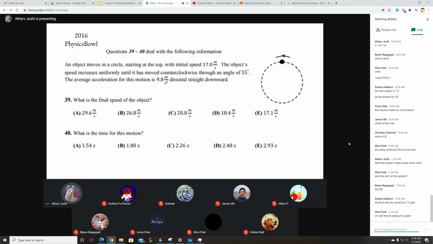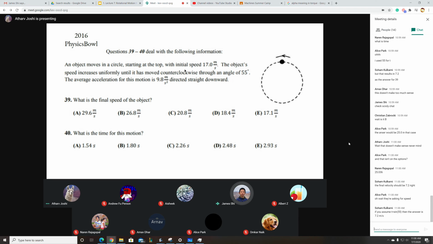Wait, my bad. That doesn't make any sense. Wait, James, do you know? I replaced. You're supposed to find the radius. You need the radius, and then you can find the part of the angle that's 55 of the circumference. It says that the average acceleration is directed straight downward. I think that's kind of important.